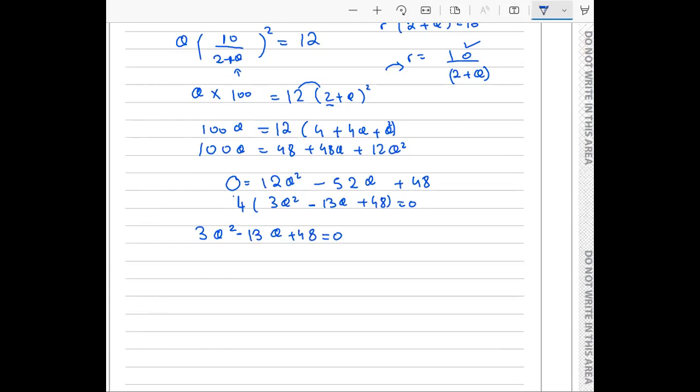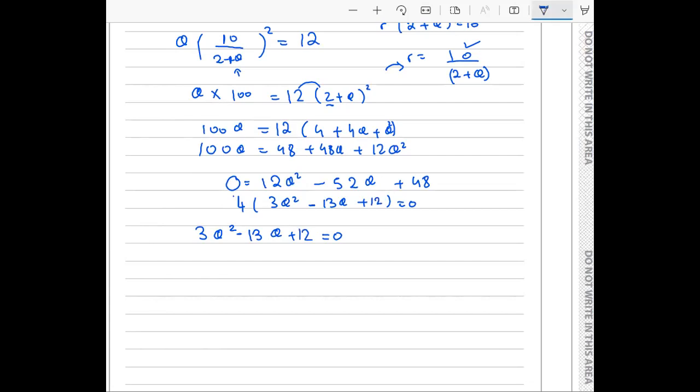Sorry, when I have taken 4 common, this should be 12. This is why I was wondering why it looked so weird. Okay, so this is 12.